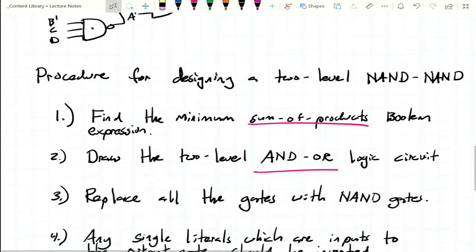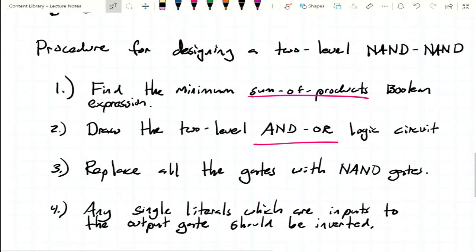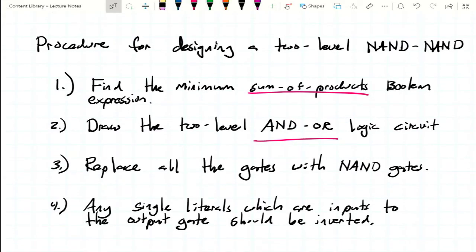So now, first off, are there any questions about that process? Would it still be a two-level? Isn't it still a two-level? Yeah.